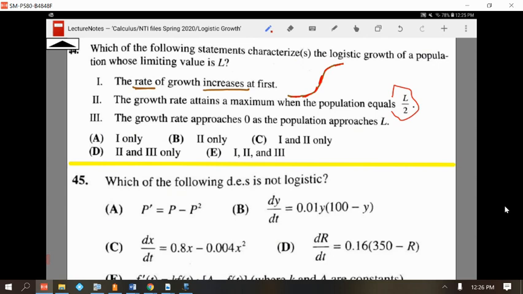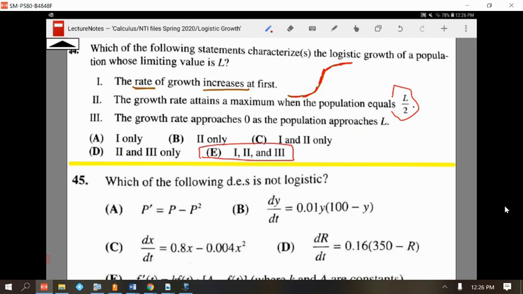Growth rate approaches 0 as the population approaches L. So as I get to the top of the curve, the growth rate gets smaller and smaller and smaller, right? Tangent lines at the top of the curve flatten out, right? See the tangent line, smaller and smaller. So that is also true. All three of these are true.